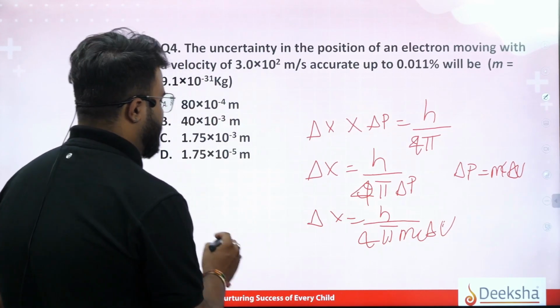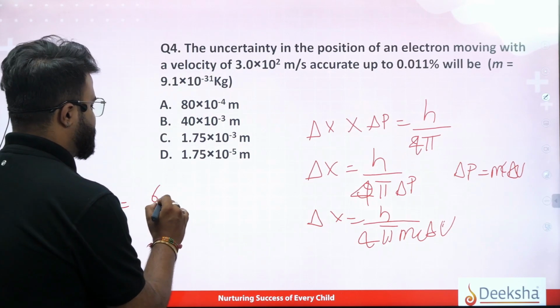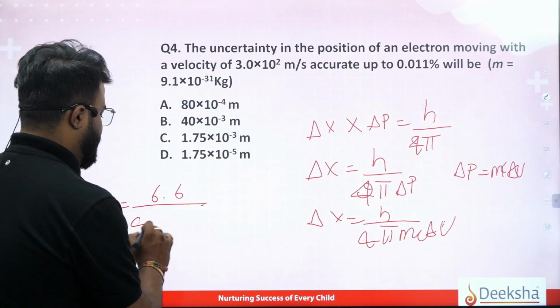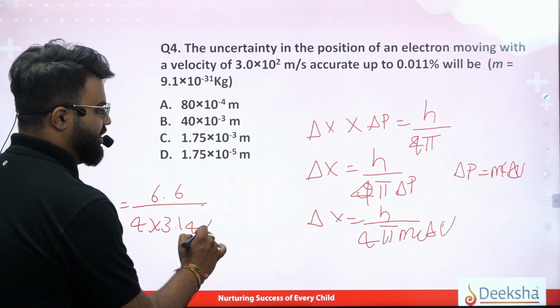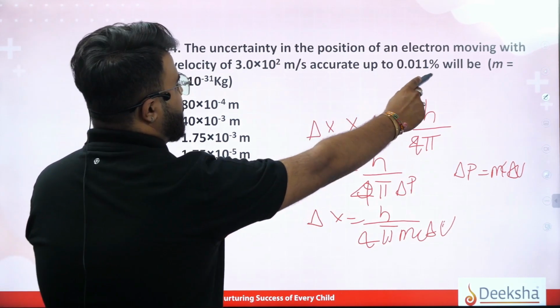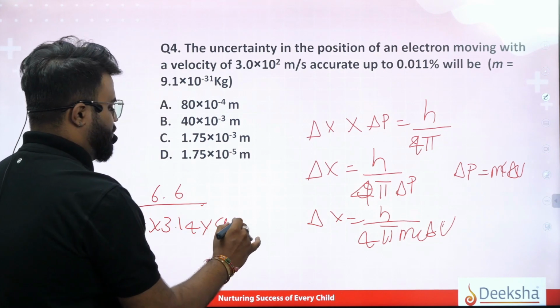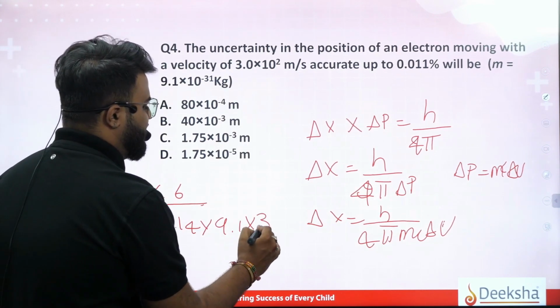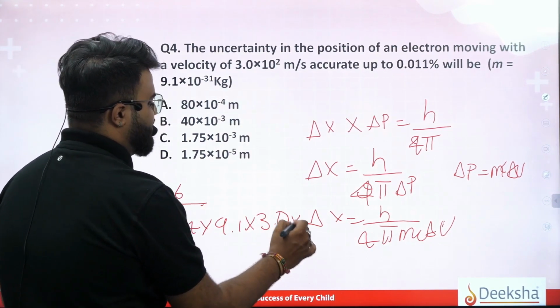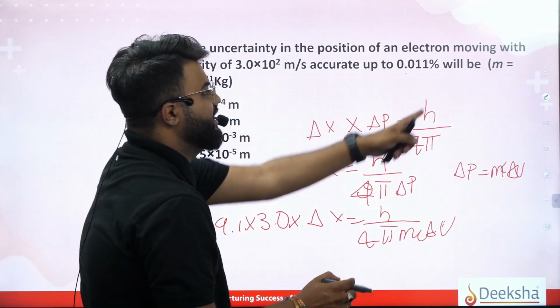So if we substitute, delta x we don't know, h is Planck's constant 6.6, 4 into 3.14, then mass, what have they given here, mass is given as 9.1, 9.1 into delta v is 3.0 and they have given 0.011 percentage.